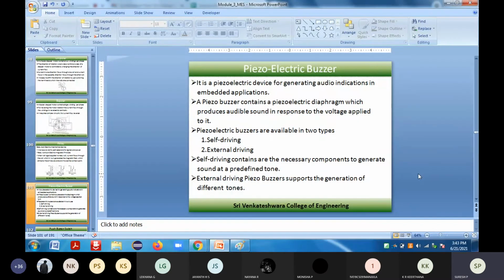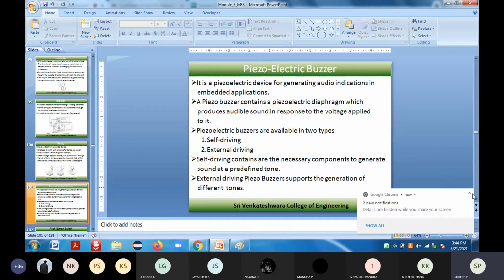Piezoelectric buzzers are available in two types. One is self-driving, the other is external driving. Self-driving contains all the necessary components to generate sound at a predefined tone.